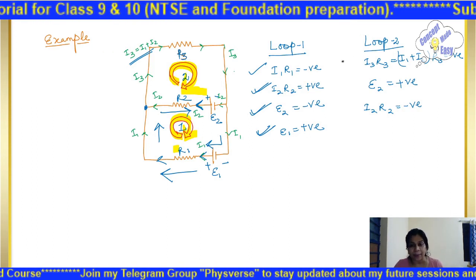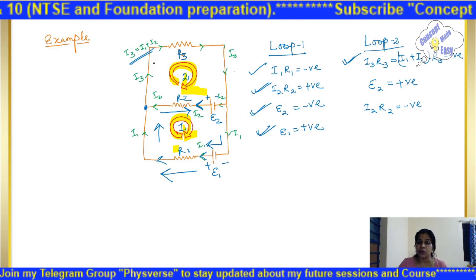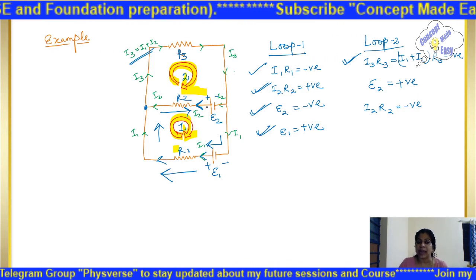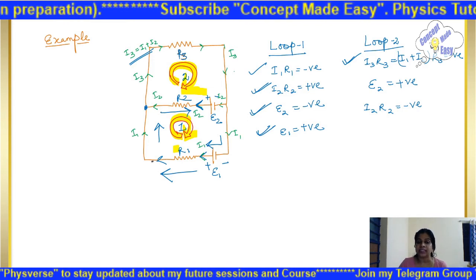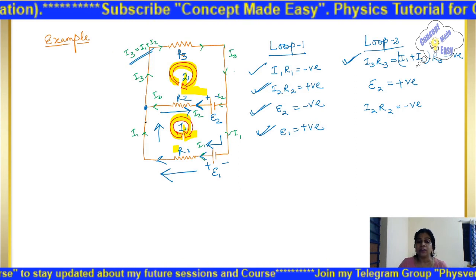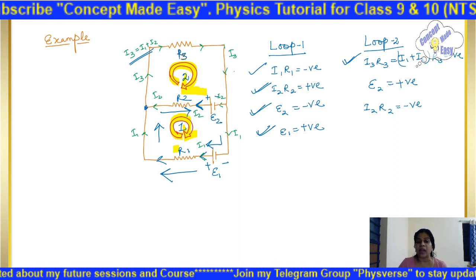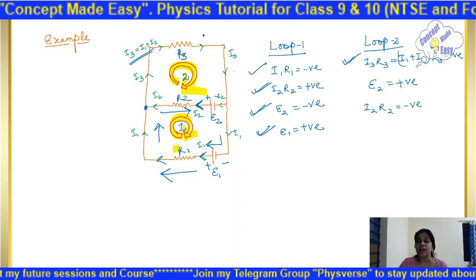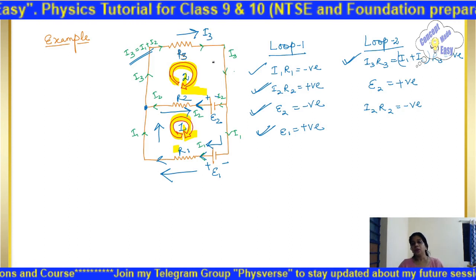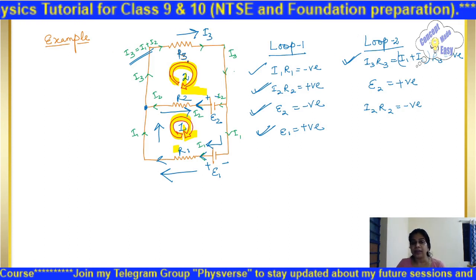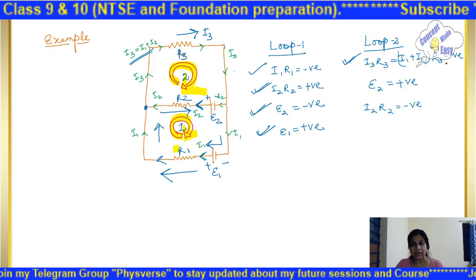Similarly, you can apply the same concept for loop 2. For loop 2, this is I3 R3. From E2, the I2 current is coming, and from E1, the I1 current is coming. So in this node, I1 plus I2 is combined to get I3. This I3 is now flowing across R3, so the voltage drop here is I3 R3. So I3 R3 is equal to I1 plus I2 into R3, that is negative.